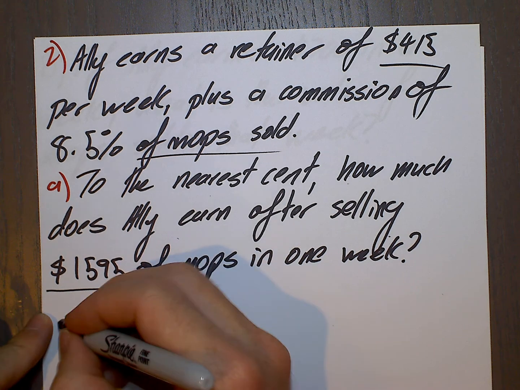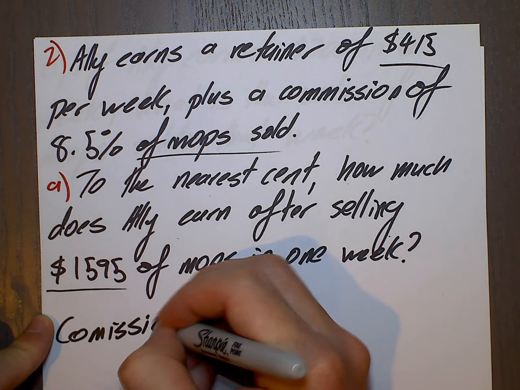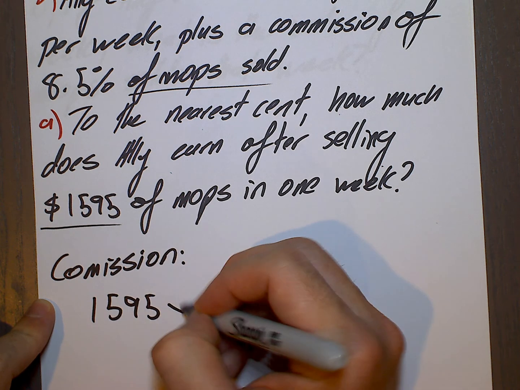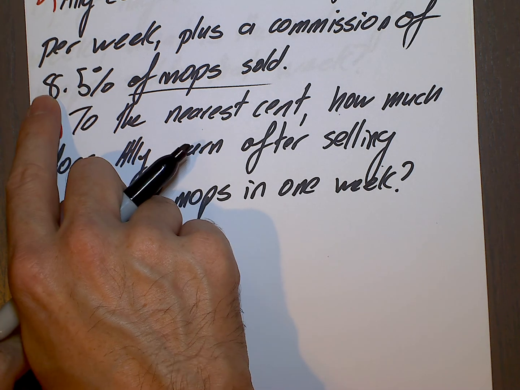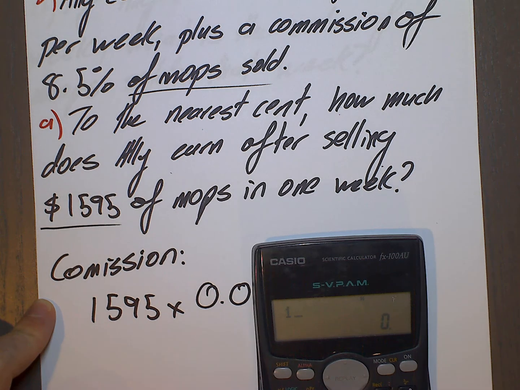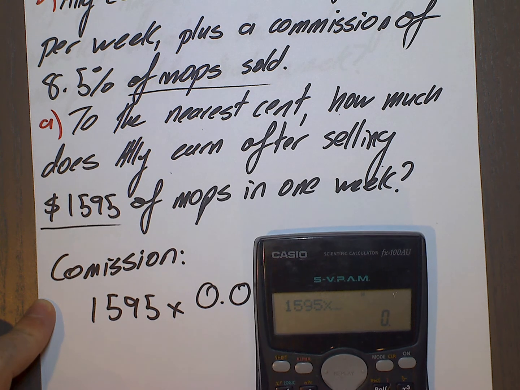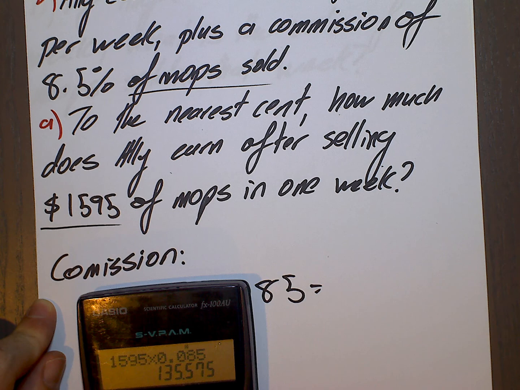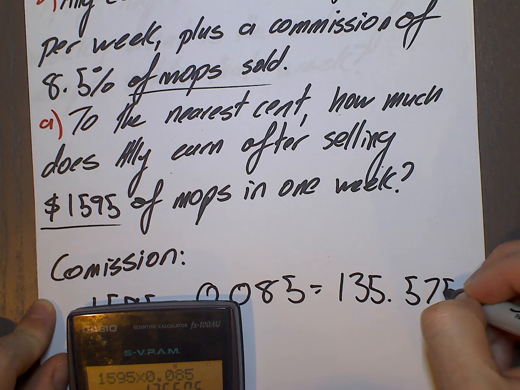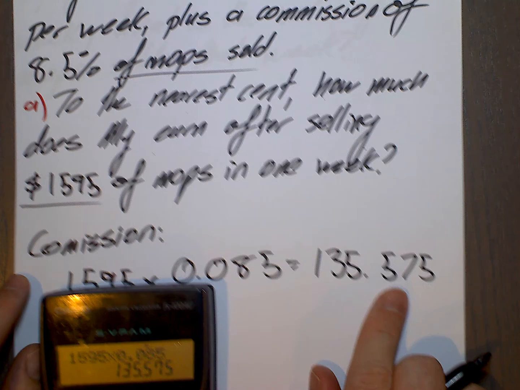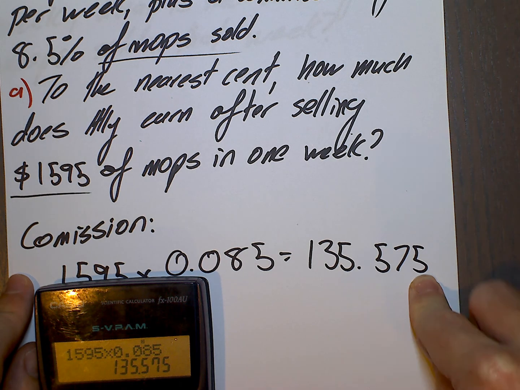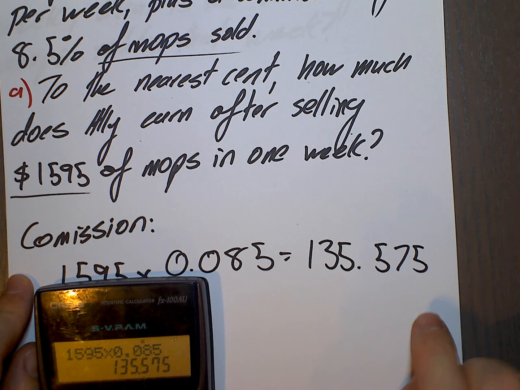So let's figure out our commission first. So that's going to be 1,595 times, converting this to a decimal, we're moving the decimal place 2 spots, 0.085, and that gives us 1595 times 0.085. Okay, 135.575. Okay, and we'll deal with that a little bit later. We have 3 decimal places, so it's $135.575. We're going to have to round that up to 58 cents, but we'll leave it for just this moment.